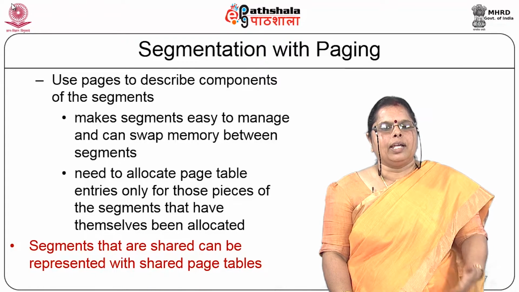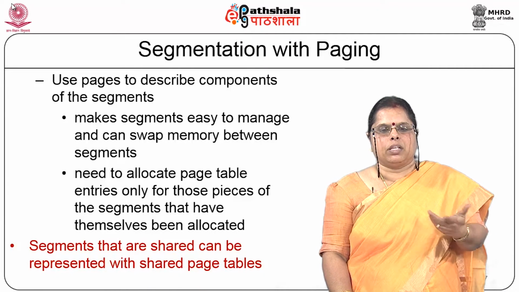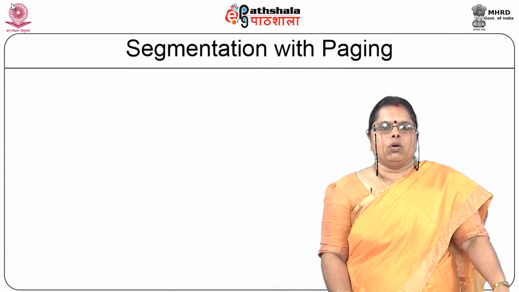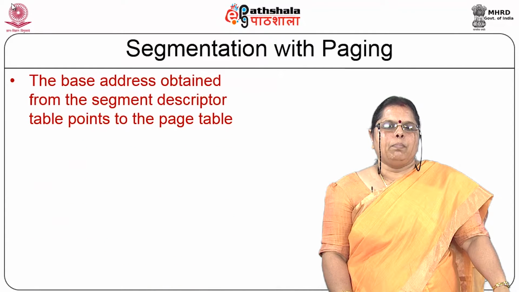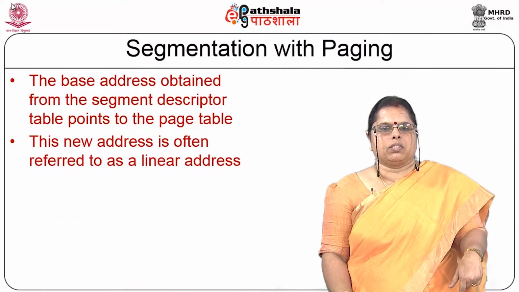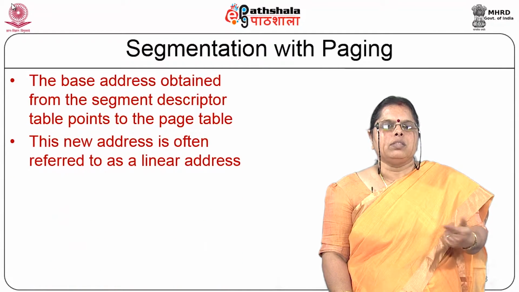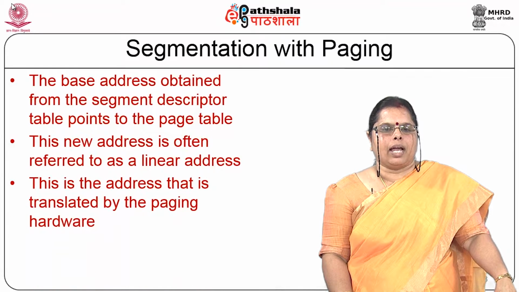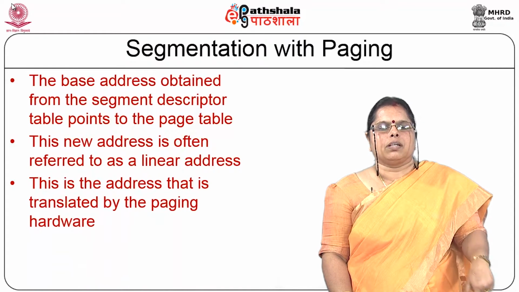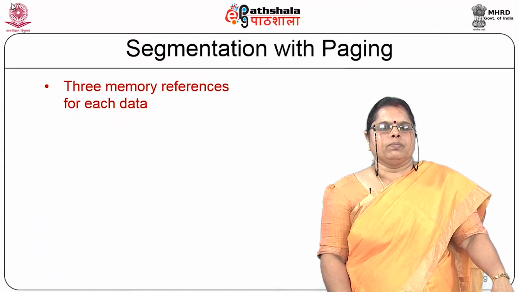Segments that are shared can be represented with shared page tables, because you do not have to replicate all that information. The base address obtained from the segment descriptor table points to the base table, and this new address is normally referred to as the linear address. This is the address that is translated by the paging hardware.